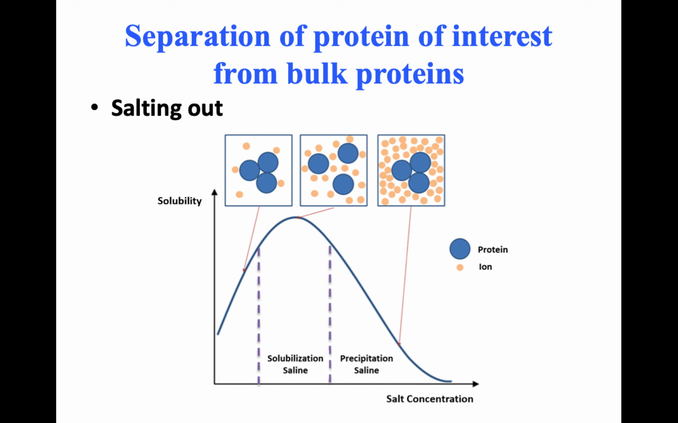Based on this, different proteins have different amounts of hydrophobic regions, and so different proteins precipitate out at different ammonium sulfate concentrations. This way, we can separate the protein of our interest, and by doing a pilot experiment, we can also separate the protein of our interest.